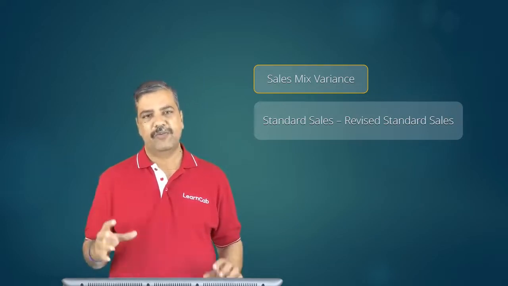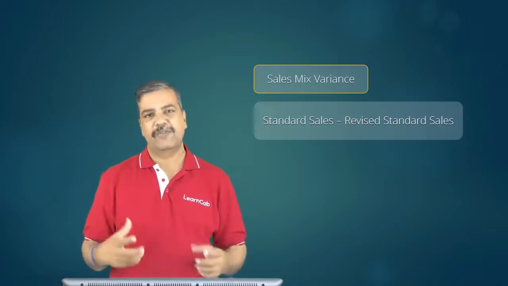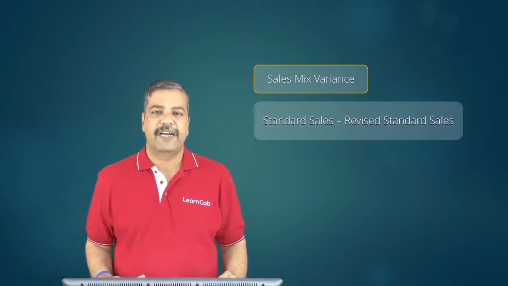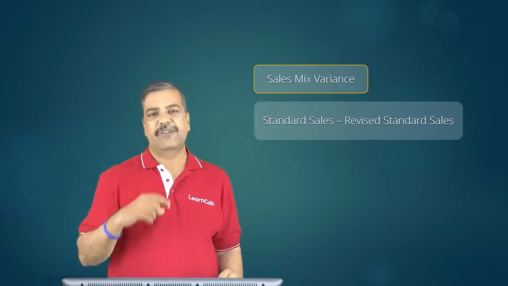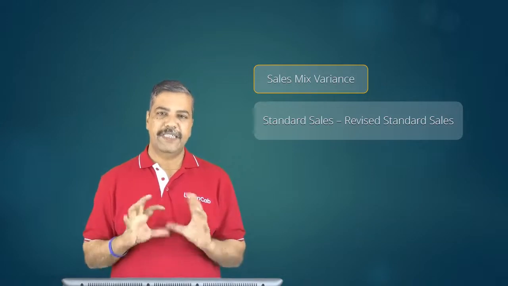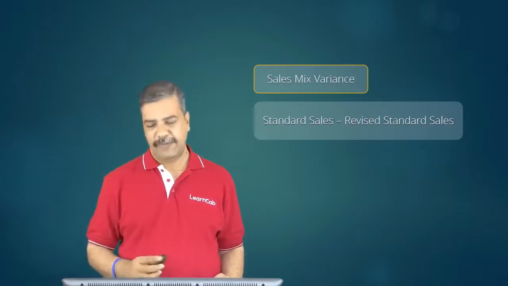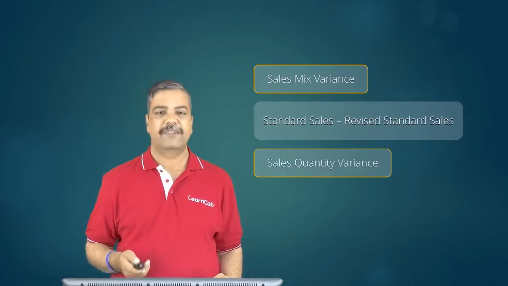So for the total, so much is the standard, which means for actual, how much should have been the standard. That is how the proportion needs to be arrived at, and you need to rework this and calculate the formula. So standard sales minus revised standard sales, RSS, revised standard sales. This is a very important formula to understand sales mix.